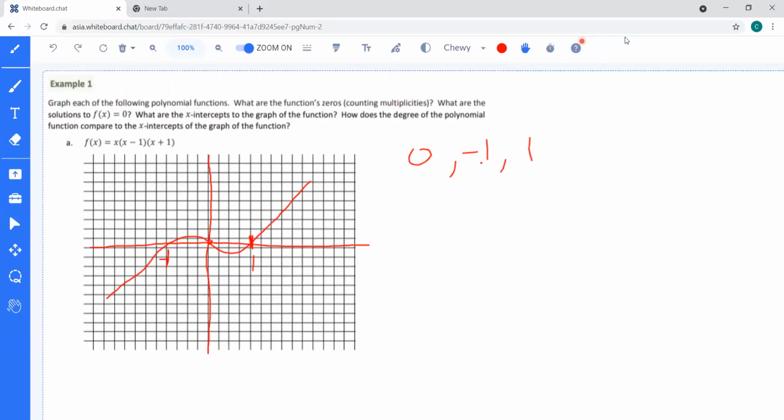And we know that because I told y'all the degree is going to be 3, right? If we were to do distributive property, that's to the third. So there's 3 solutions, and they're going to end up pointing in the opposite direction. Okay. So what are the X intercepts? Well, -1, 0, and 1. How does the degree of the polynomial function compare to the X intercepts? Well, they're the same amount. The degrees are going to be equal to the solutions there, or the X intercepts.